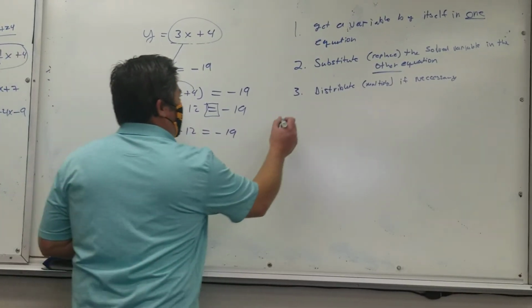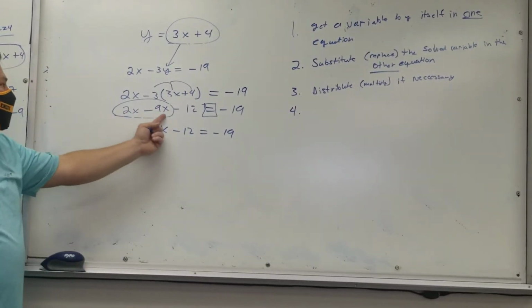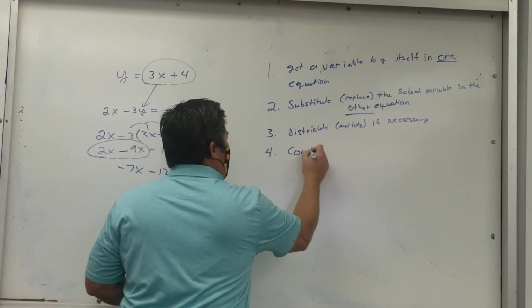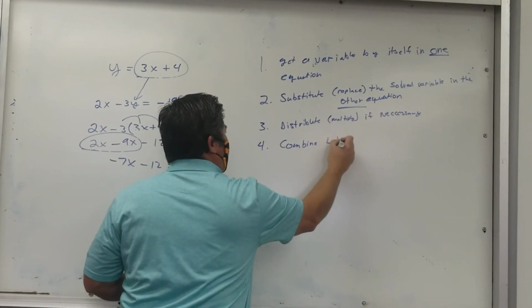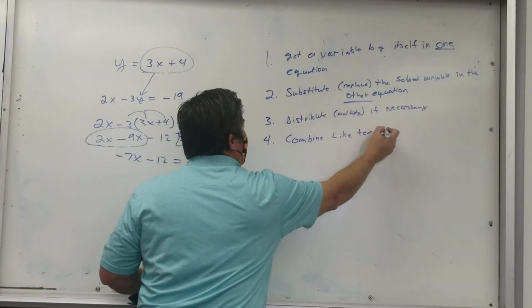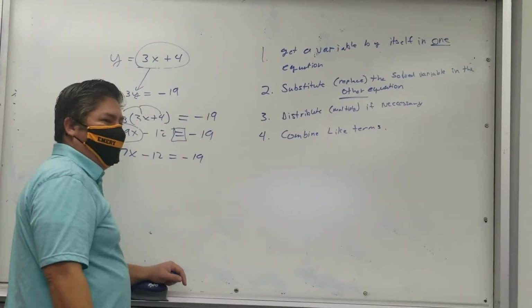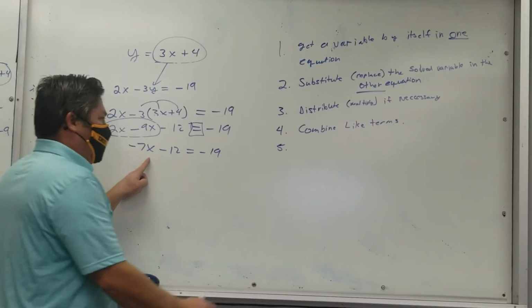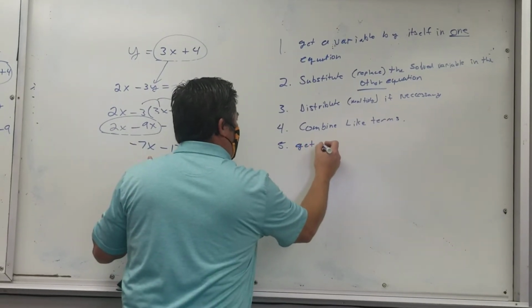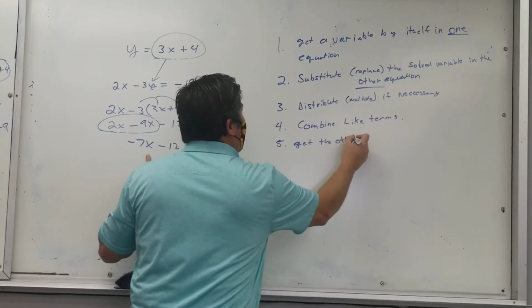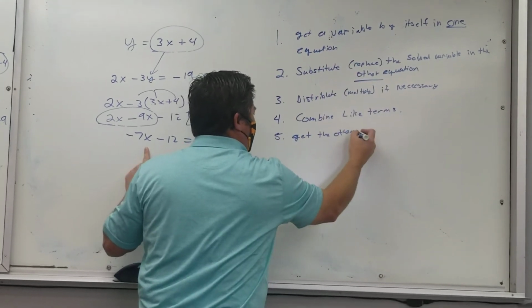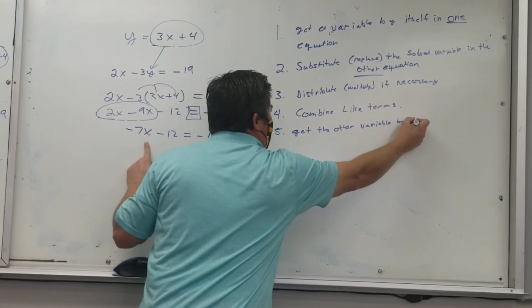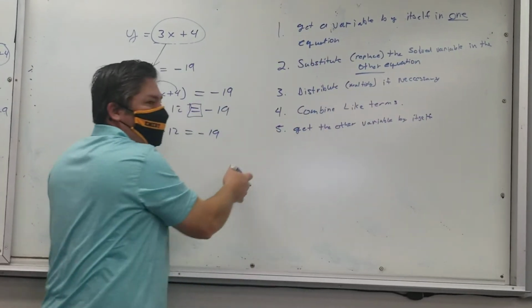Then the fourth step, what was it? What did I do right here? I combined it. I combined what? 9 and 2. Like terms, which is 9 and 2. You're right. I combined the like terms. Then the fifth step is get the variable what? By itself. That's my next step. Get the other variable, other meaning not the one that we've substituted for, but the other one. Get the other variable by itself. Okay, write these steps down because this is what you're going to do.